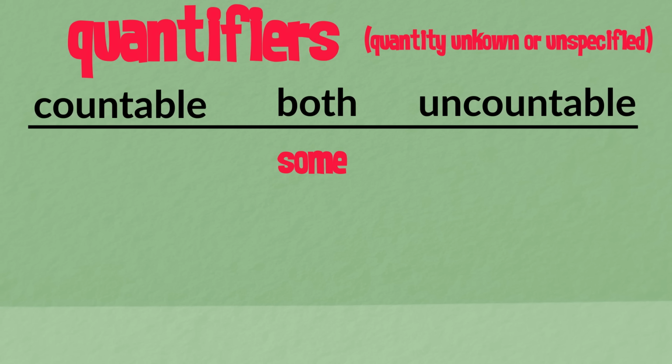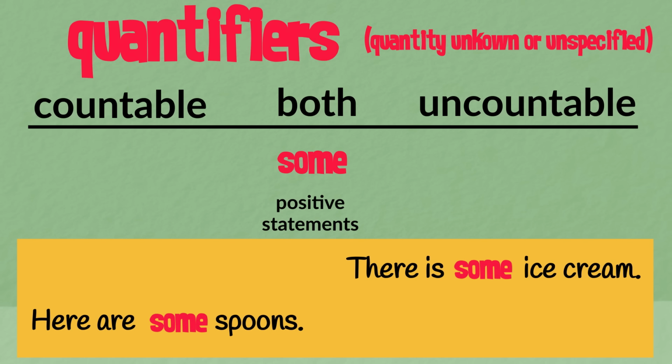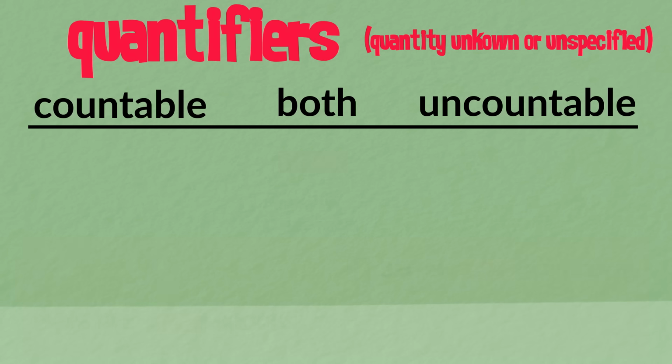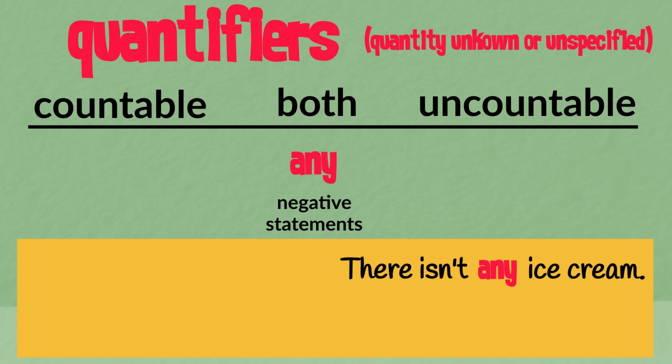Some is used to make positive statements for both countable and uncountable nouns. For example, "There is some ice cream." "Here are some spoons." Any is used to make negative statements for both countable and uncountable nouns. For example, "There isn't any ice cream." "There aren't any spoons."